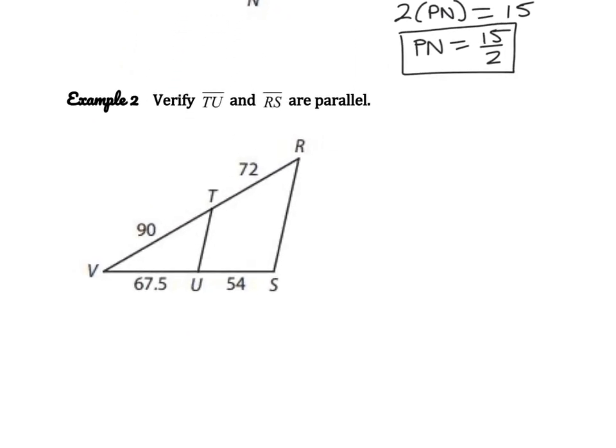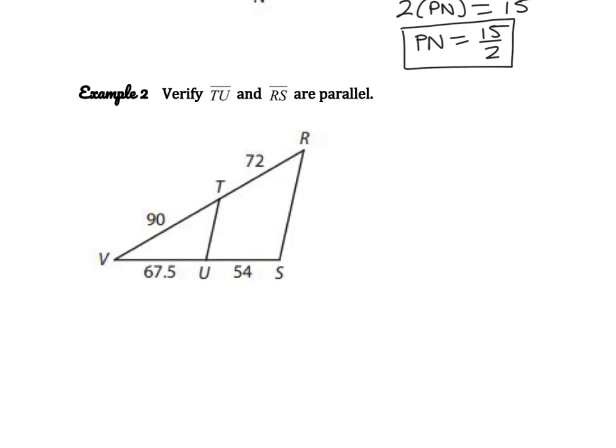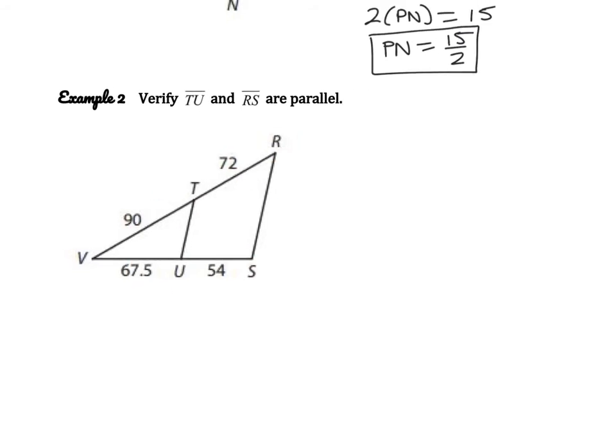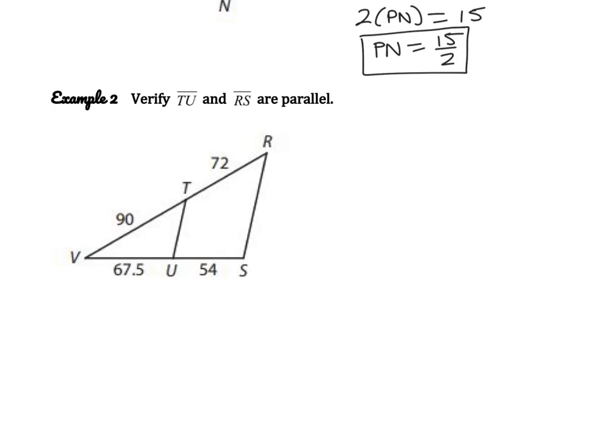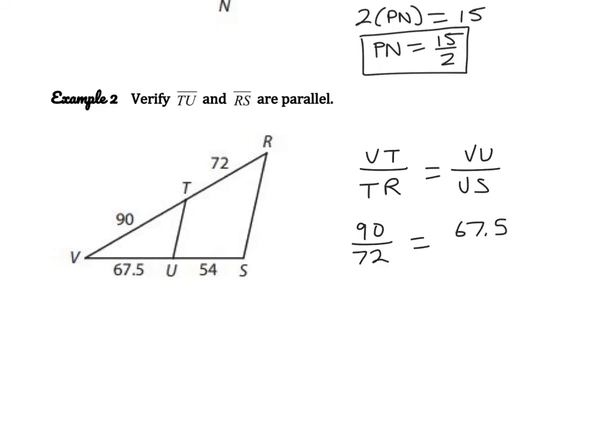Okay, here's our last example. Here we're going to verify that TU and RS are parallel. So remember, we know that these are parallel if these segments are divided proportionally. So I'm going to set up our proportion, and we're going to check to make sure that it's true. So we can say VT over TR equals VU over US. So 90 over 72 equals 67.5 over 54. So here our goal is just to verify that this is a true statement.